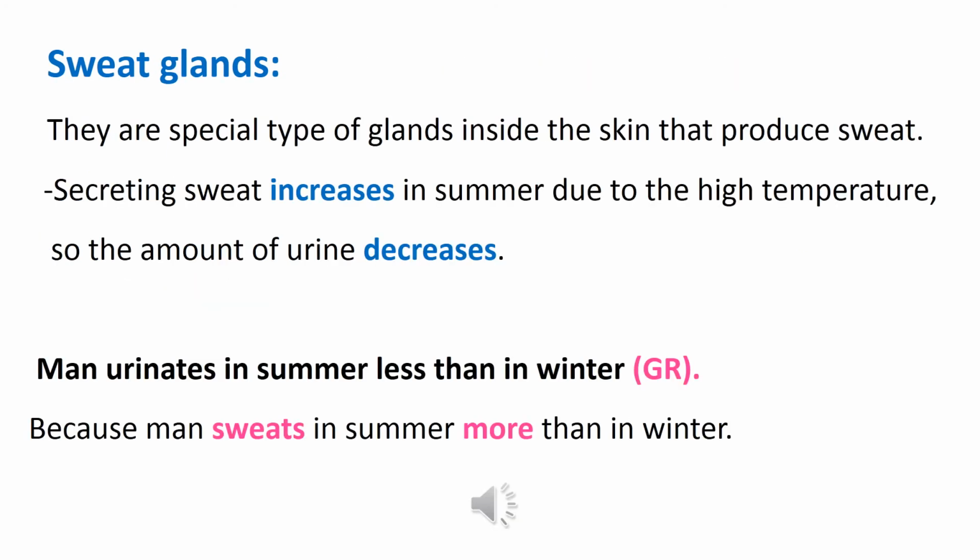Sweat glands are a special type of glands inside the skin that produce sweat. Secreting sweat increases in summer due to the high temperature, so the amount of urine decreases. Here is an important give reason. The man urinates in summer less than in winter because the man sweats in summer more than in winter.